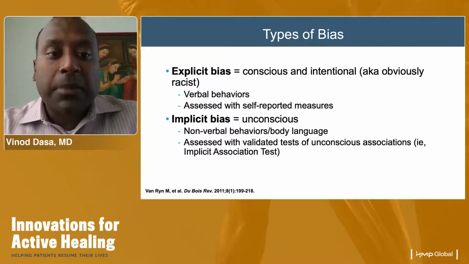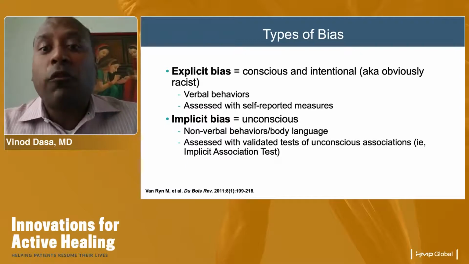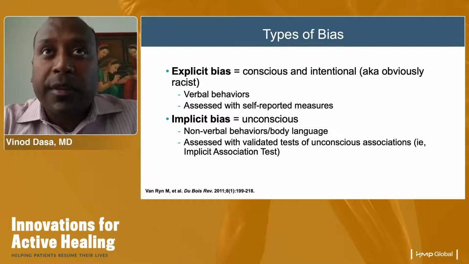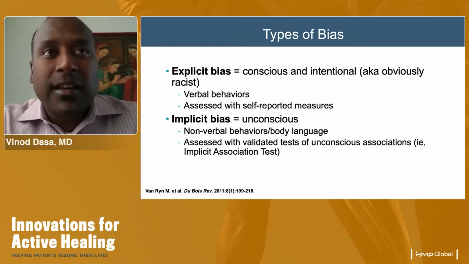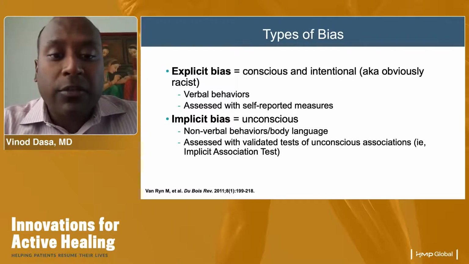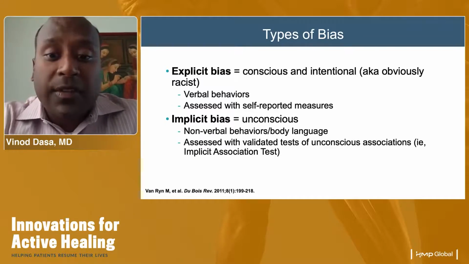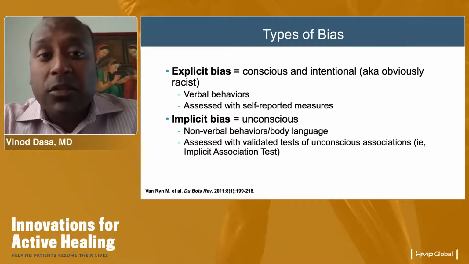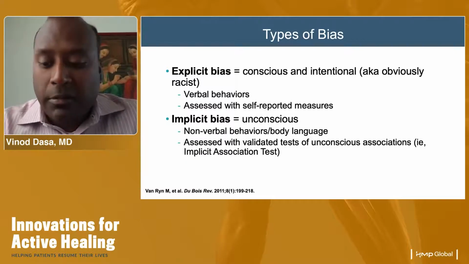And so the 2 types of bias are explicit bias, which is what you'd expect from someone who's overtly racist, that you see on the news or that we've become accustomed to over the decades. But really the more insidious type of bias is implicit bias, or unconscious bias: nonverbal behaviors and body language. This has been assessed and validated with tests of physicians and all other professionals. And it's something that providers and physicians can potentially do a better job of monitoring themselves.